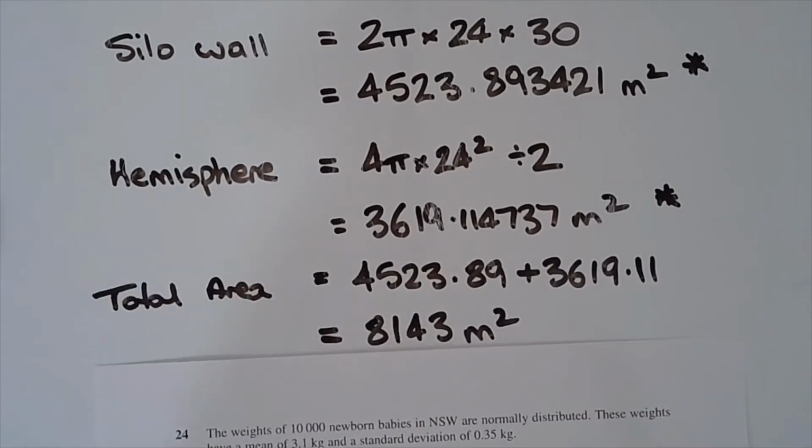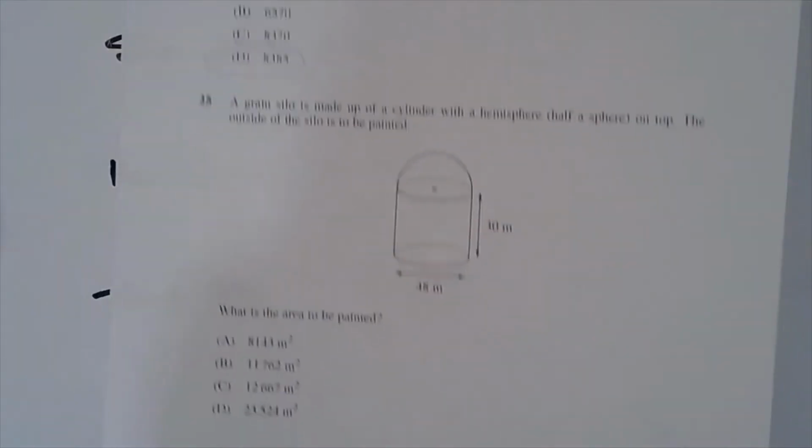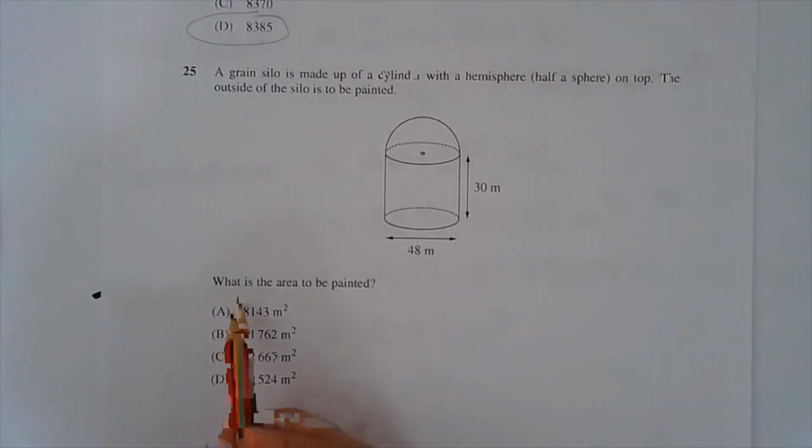Now the total surface area is 4523.89 plus 3619.11, and that gives us 8,143 square meters, and that's option A.